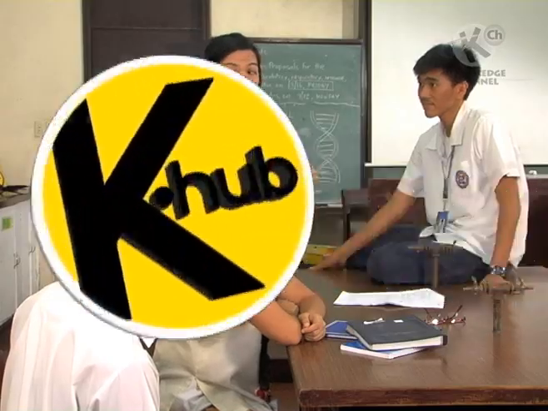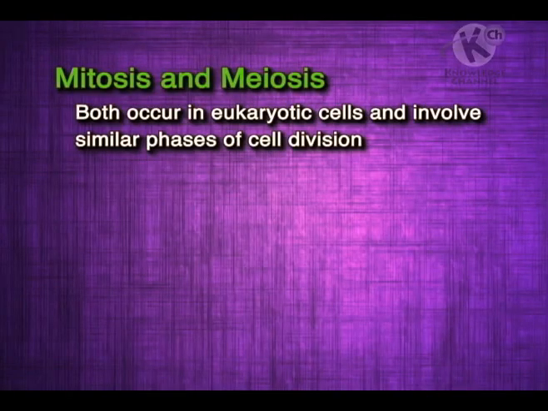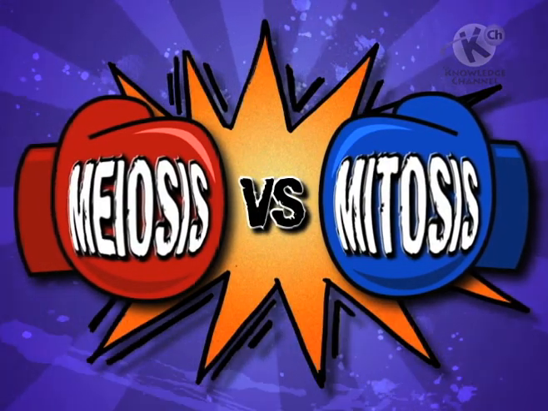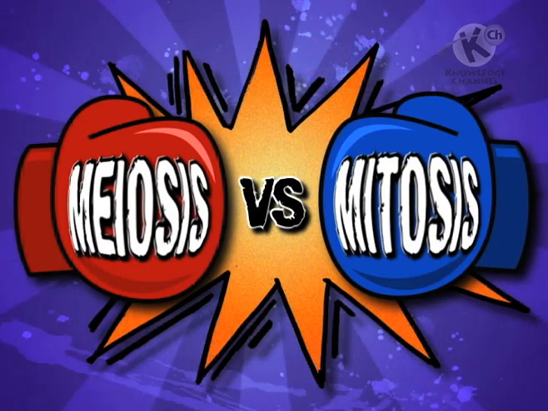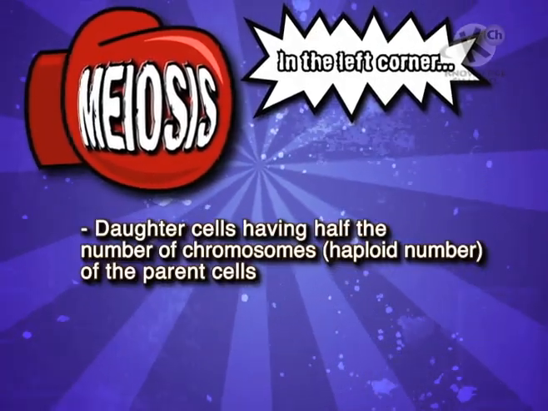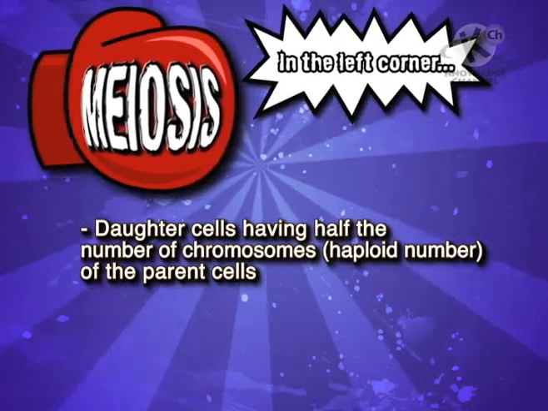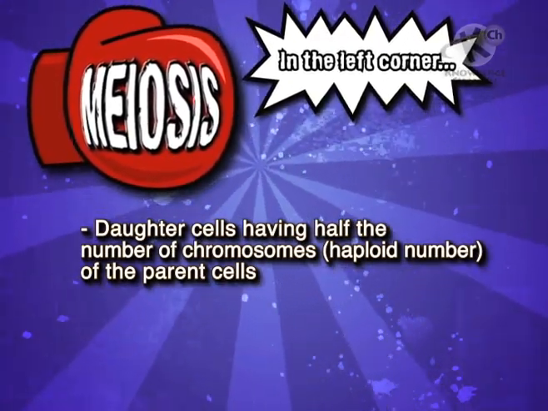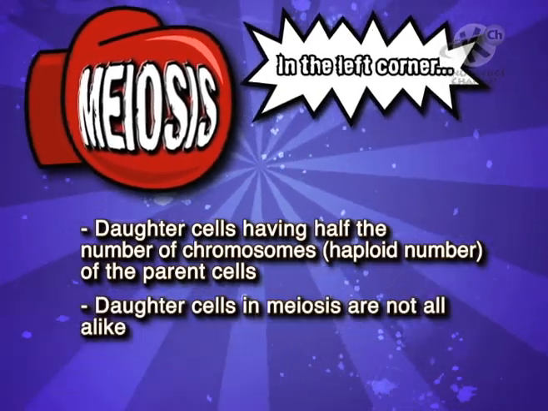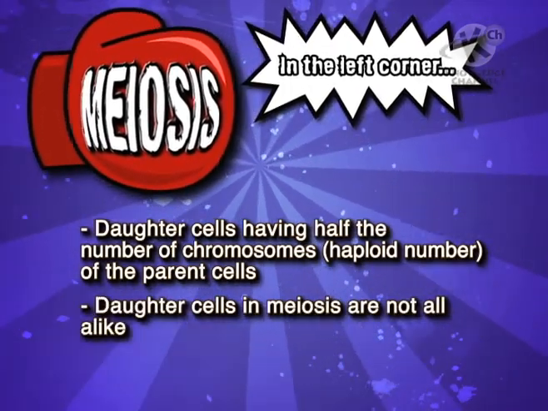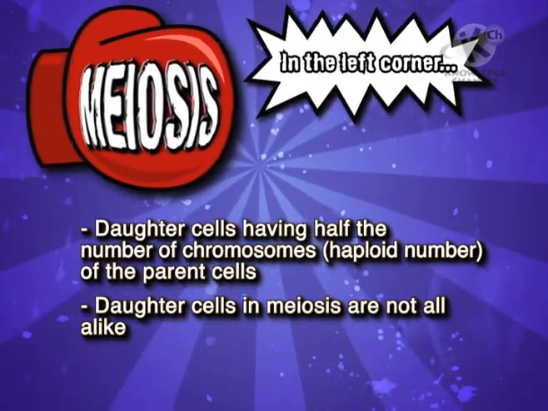Ma'am, but meiosis is also a type of cell division, like mitosis, right? That's right. Meiosis is similar to mitosis in so many ways, and both occur in eukaryotic cells, and they have similar phases of cell division. But the two processes differ in the following ways. 1. Meiosis results in the daughter cells having half the number of chromosomes, haploid number, of the parent cell. 2. The resulting daughter cells in meiosis are not all alike. They do not have the exact copies of the chromosomes.